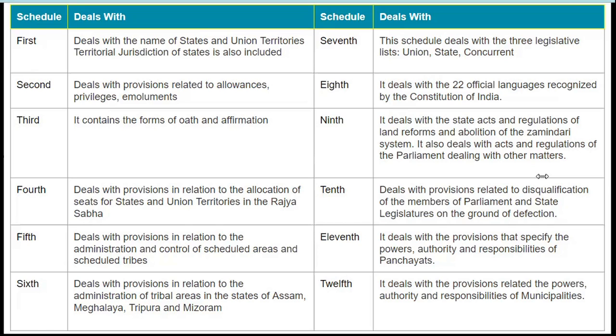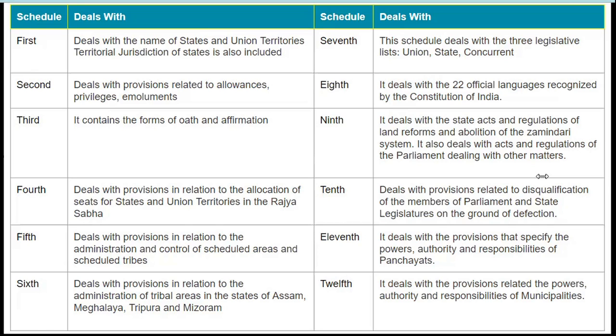So I can name those languages: Assamese, Bengali, Bodo, Dogri, Gujarati, Hindi, Kannada, Kashmiri, Konkani, Maithili, Malayalam, Manipuri, Marathi, Nepali, Oriya, Punjabi, Sanskrit, Santali, Sindhi, Tamil, Telugu, Urdu, right?